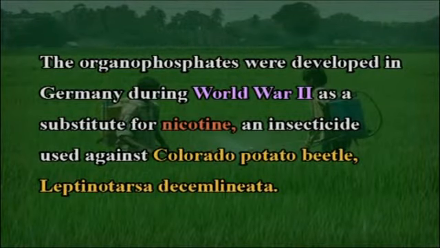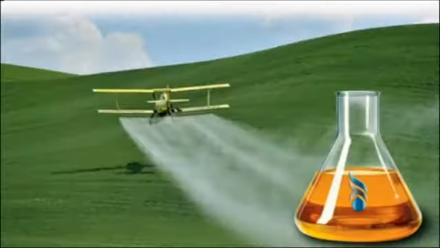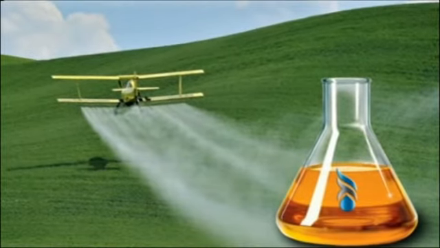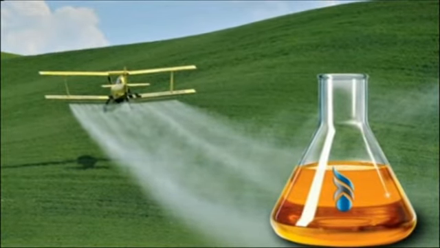The organophosphates were developed in Germany during World War II as a substitute for nicotine, an insecticide used against the Colorado potato beetle, that is Leptinotarsa decemlineata. The discovery of the insecticidal properties of this group was associated with other German studies on related chemicals, the so-called nerve gases. Organophosphates are derived from phosphoric acid and are some of the most toxic insecticides.